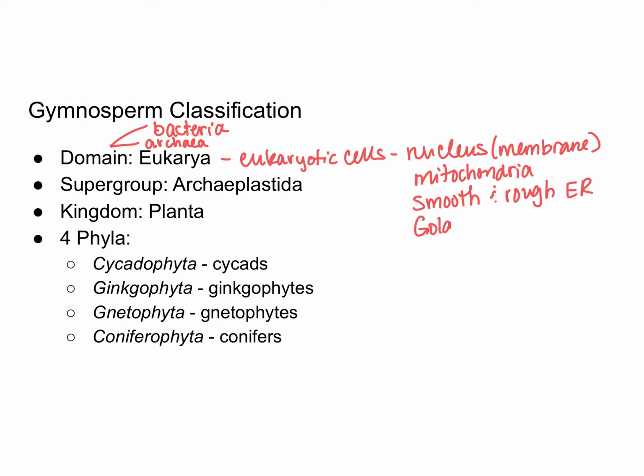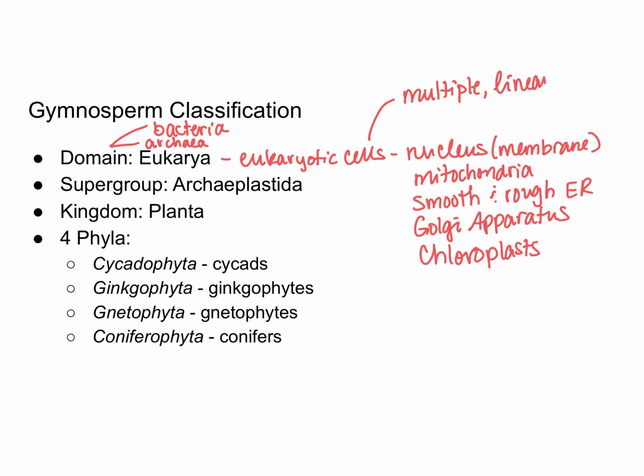Golgi apparatus, and chloroplasts. They also have multiple linear chromosomes that are organized around histone proteins.